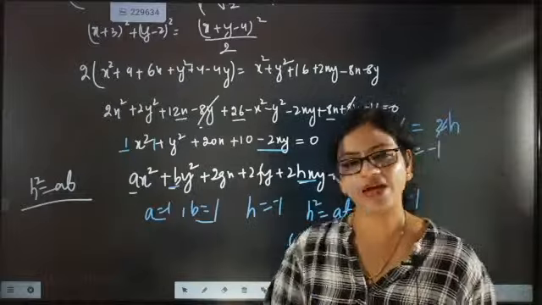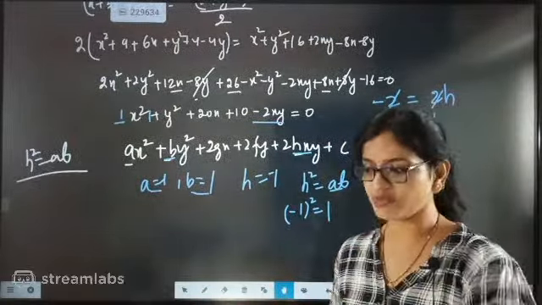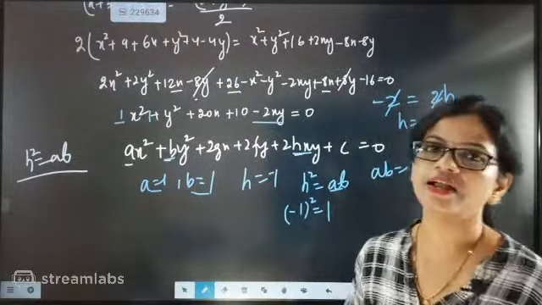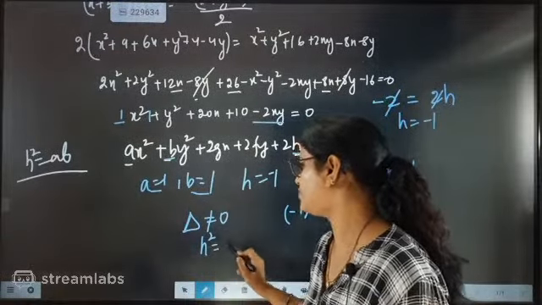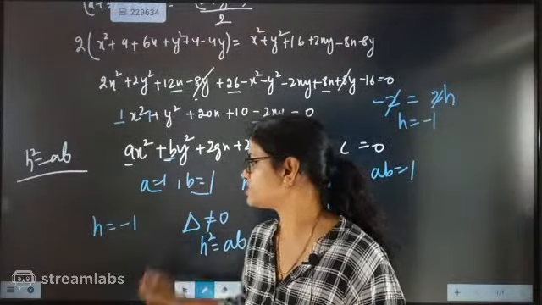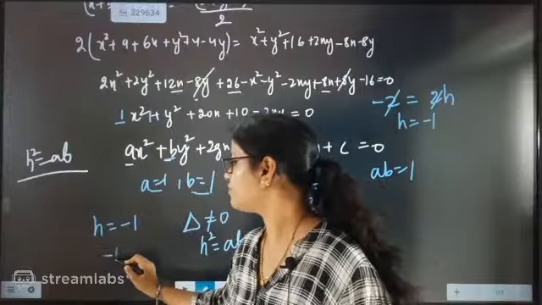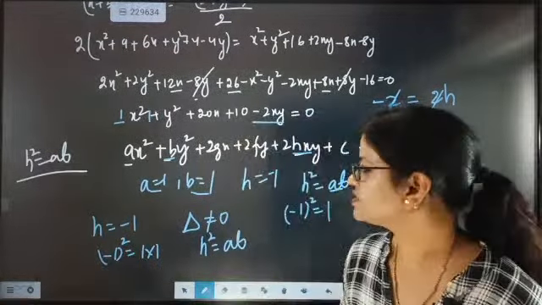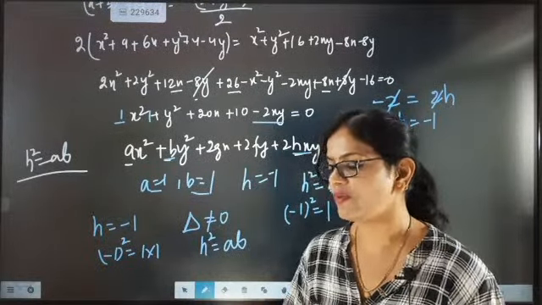Once h came as −1, in the previous part, just a few minutes back when I taught, I told you a simple thing: for a parabola, this part is not equal to 0 and h² will be equal to ab. Now what is h coming? h is coming as −1 here, picked from the general equation. If I square it, then a is 1, b is 1, so it is exactly 1 equal to 1. So h² equals ab for the equation of a parabola.